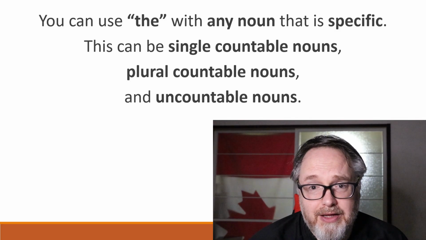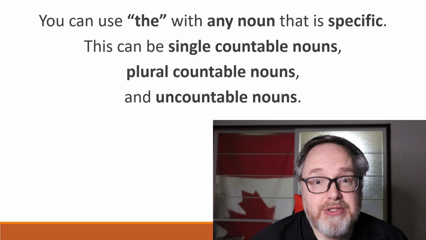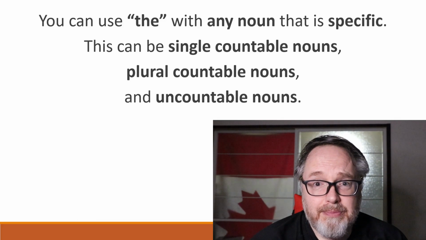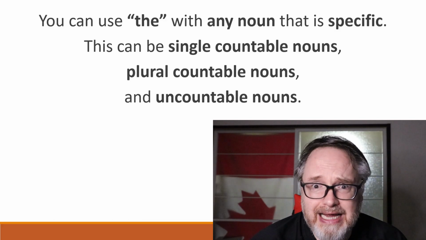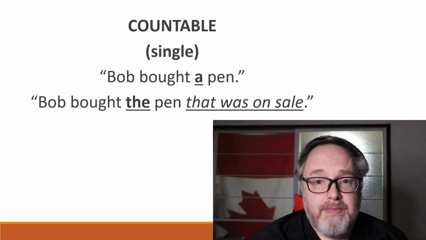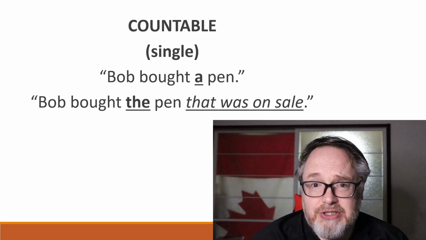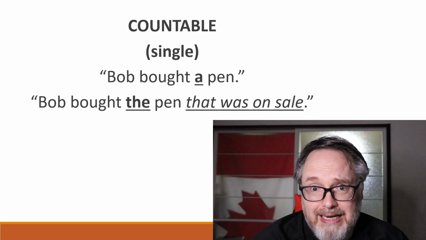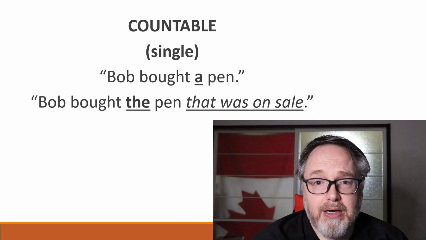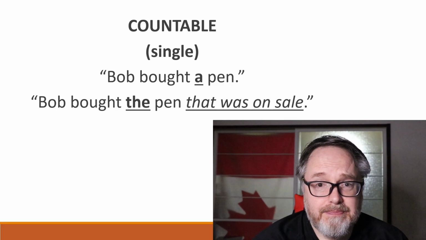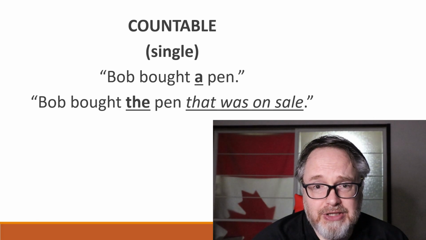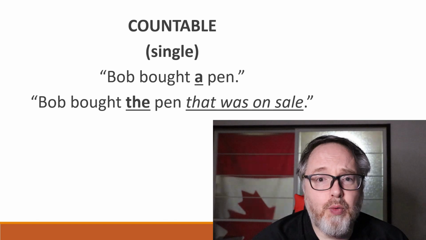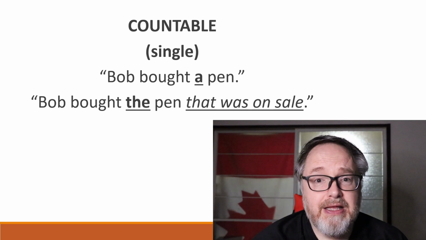Going to the next slide. You can use the with any noun that is specific. This can be single countable nouns, plural countable nouns, and uncountable nouns. Looking at countable nouns, single. Bob bought a pen. Bob bought the pen that was on sale. The first sentence is general. We need a pen. The second sentence has more information. We know which pen. This is specific. The pen.